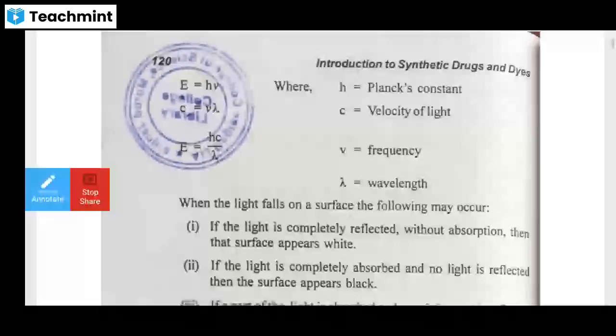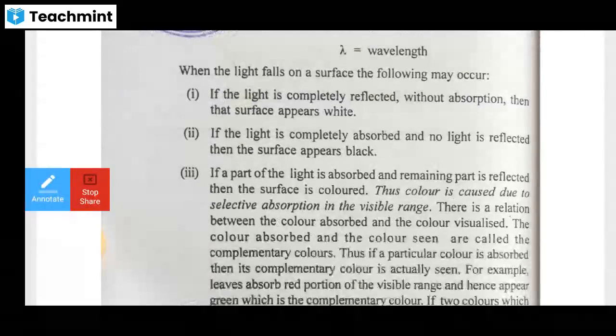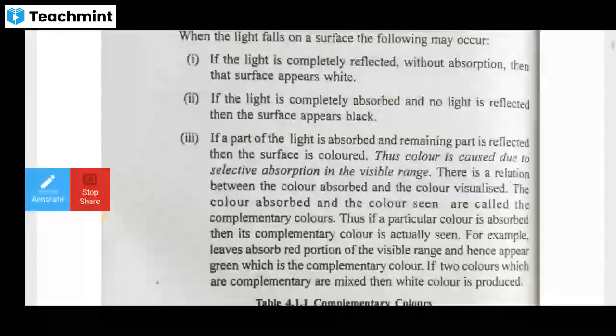So what happens when light falls on a surface? If the light is completely reflected from the surface without absorption, then that surface appears white in color.